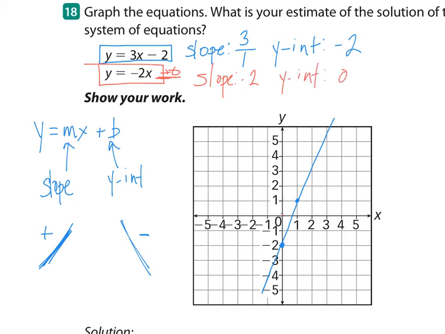Okay, so this one's going to start right here at the origin, and my slope is -2, right? -2/1. I know I want this line to go in that direction. So I can go up 1, 2, and left 1. If you wanted to, you could also go down 2 and to the right 1. Okay, there we go.